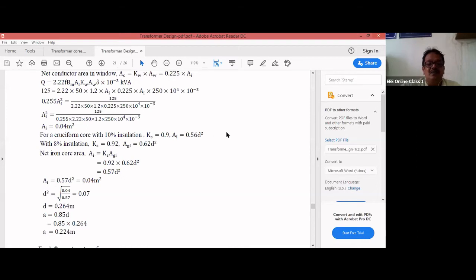The values in that table are designed for what? Designed for 10% insulation, where KS is equal to 0.9. 0.9 means 10% insulation is considered.